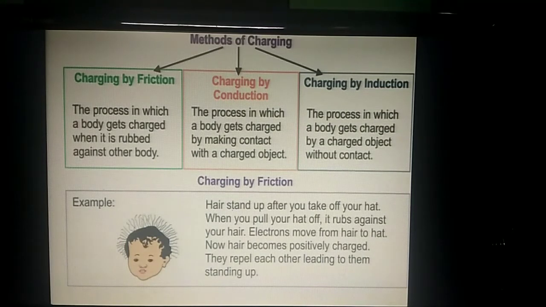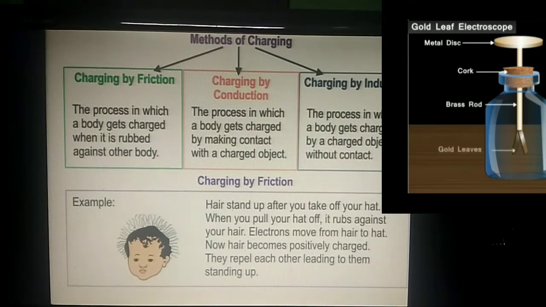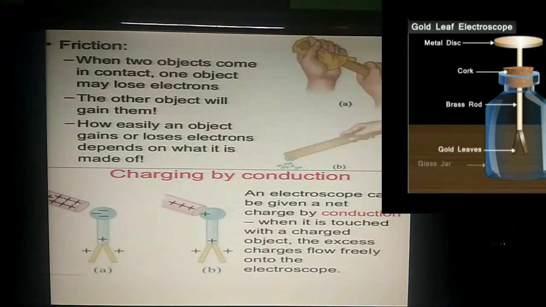If an electrified or charged body is brought near an uncharged body, without contact, in the vicinity of the object, and the other body gets charged, then it is called charging by conduction. Once again, when two objects come in contact, one object may lose electrons and the other object will gain them.